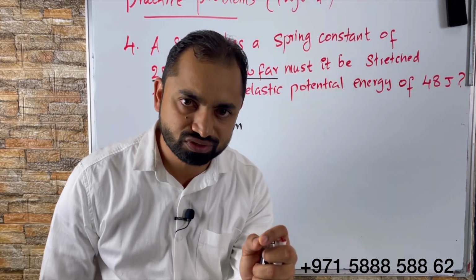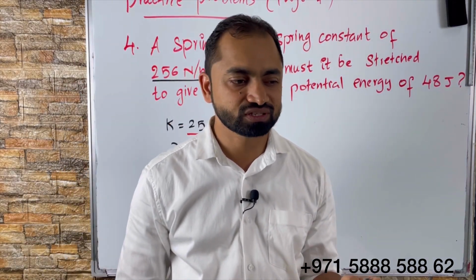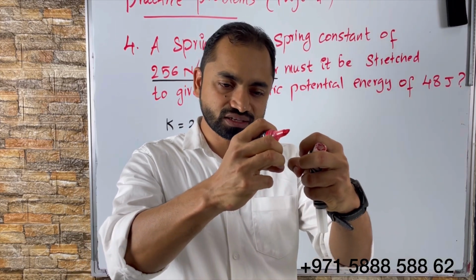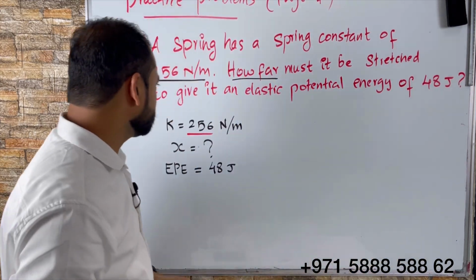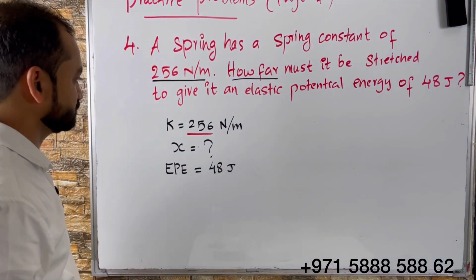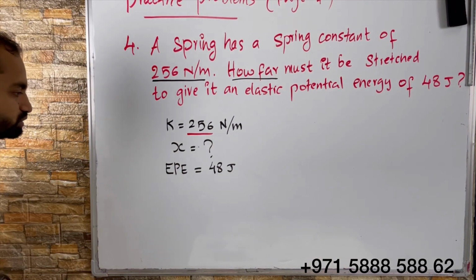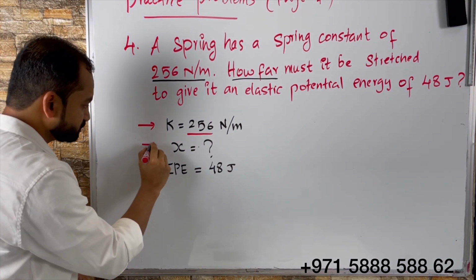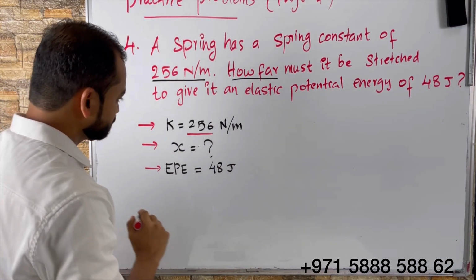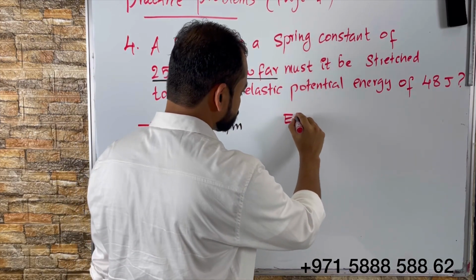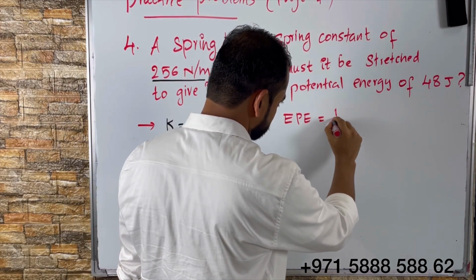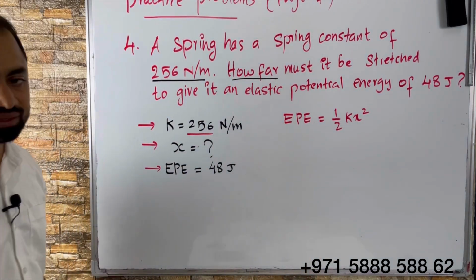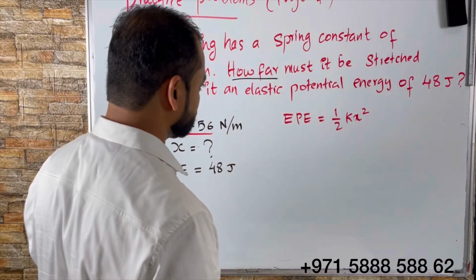And if the spring constant is less, meaning a very low value, the spring is like a soft one, and we can easily stretch it. So here the spring constant value is 256, and we need to calculate x. Which equation connects all these three? We have the equation for the elastic potential energy of a spring, which is half kx squared, right? We need to calculate x, the distance.